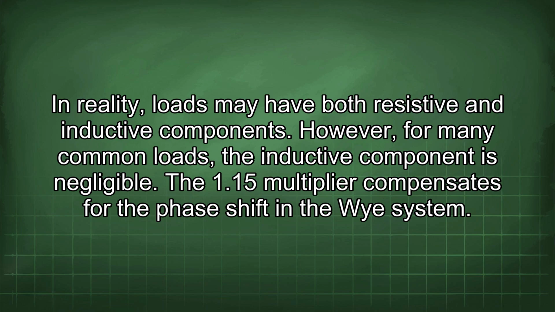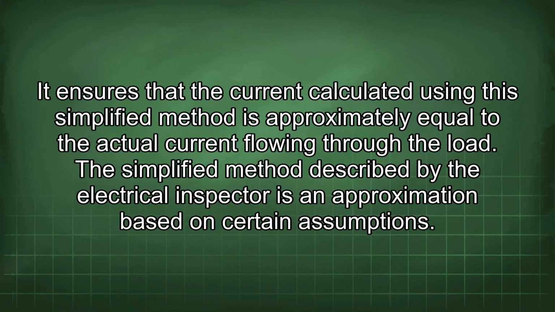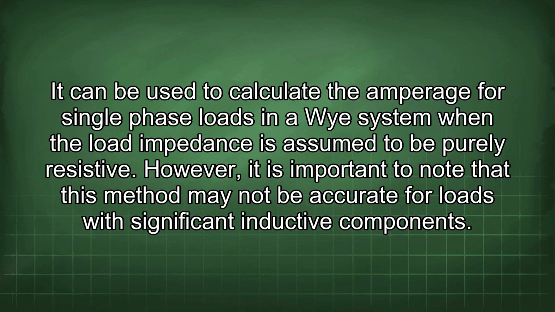The 1.15 multiplier compensates for the phase shift in the Y system. It ensures that the current calculated using this simplified method is approximately equal to the actual current flowing through the load. The simplified method described by the electrical inspector is an approximation based on certain assumptions. It can be used to calculate the amperage for single-phase loads in a Y system when the load impedance is assumed to be purely resistive. However, it is important to note that this method may not be accurate for loads with significant inductive components.